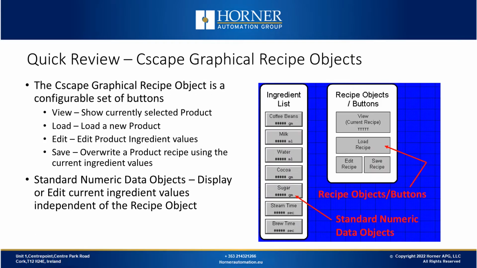Next, let's look at the graphical recipe objects. The recipe object is built into the graphical capability of the OCS built into Cscape. The graphical object is a configurable set of buttons, and those buttons allow you to view, load, edit, and save recipes. In addition, you'll also typically utilize the standard numeric data objects to display or edit the current ingredient values that are loaded or running on the machine.